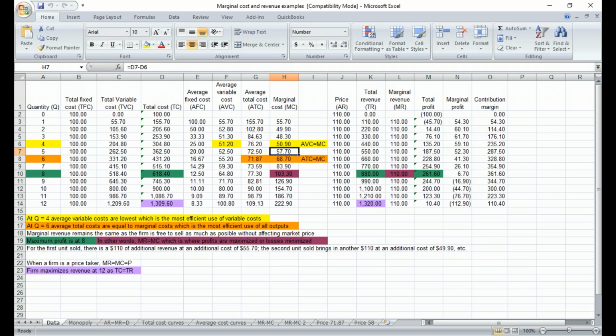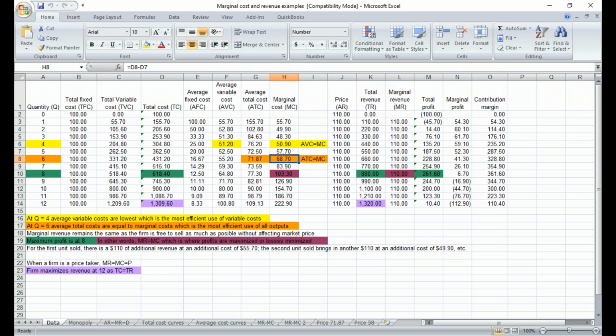Now, the idea here is in marginal cost, and those of you taking calculus, you may recognize this. The idea is that at least at quantity 4, which I have highlighted here in yellow, the average variable cost is equal to the marginal cost. That is, for the cost of producing one more, the labor cost is exactly related to the total amount of costs that are increasing.